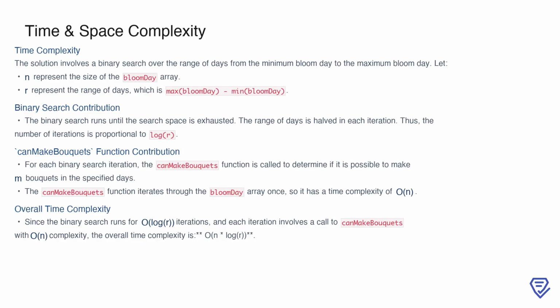Within each binary search iteration, we call the canMakeBouquets function to check whether it's feasible to make the required number of bouquets within a certain number of days. This function iterates through the bloom day array in linear time, contributing a complexity of O(n) per call. Combining these two components, the binary search runs for O(log r) iterations, with each iteration requiring O(n) time for the canMakeBouquets function. Therefore, the overall time complexity of the solution is O(n * log r).